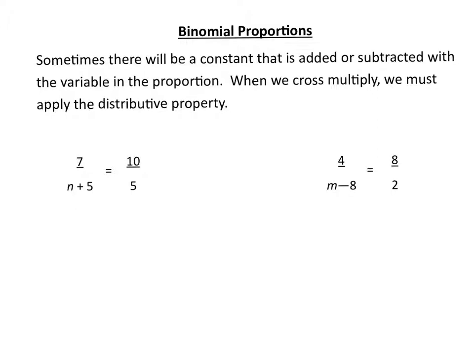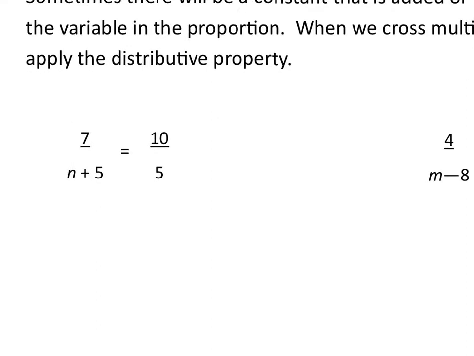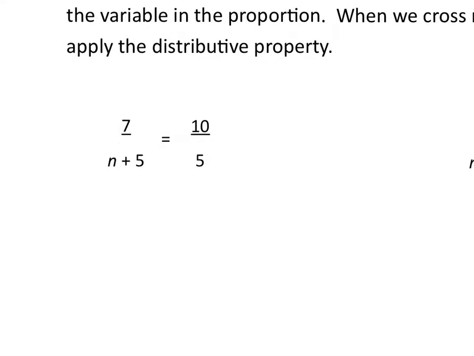And let's take a look at this first example. 7 over n plus 5 equals 10 over 5. Now we're going to go through cross multiply, and I strongly encourage you to circle what you're multiplying. I'm going to use 2 colors to try and make it stand out a little bit easier. In this case, we are saying 10 times n plus 5. We aren't just saying 10 times n. We're not just saying 10 times 5. We're saying 10 times everything in the denominator. And then we're saying 7 times 5 on the other side.